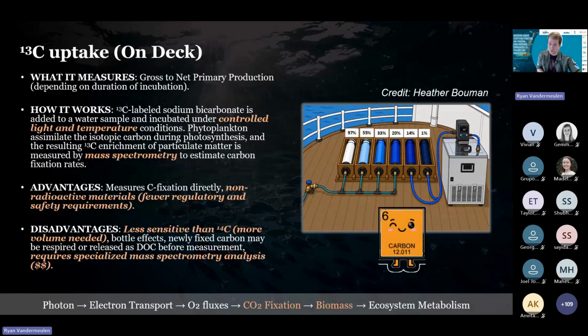The major advantage here is control. We can carefully regulate temperature and light and repeat experiments very consistently and, importantly, avoid having to handle radioactive materials. The trade-off, though, is sensitivity. Since we are measuring a subtle shift in the natural abundance of carbon isotopes rather than radioactive decay, larger sample volumes are typically required, and the analysis requires specialized mass spectrometers, which tends to be a little more pricey in terms of the equipment that you need.